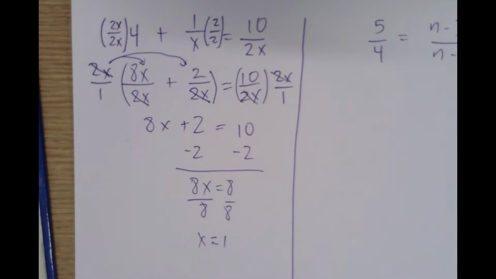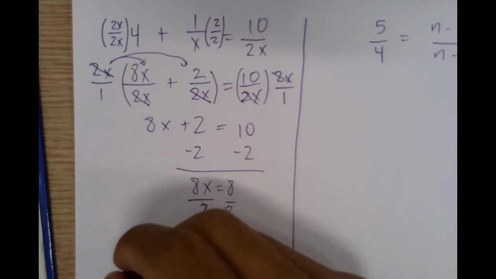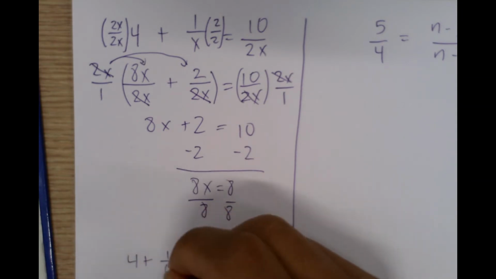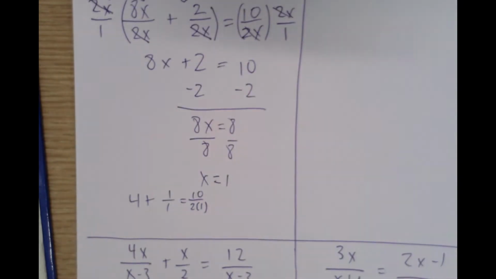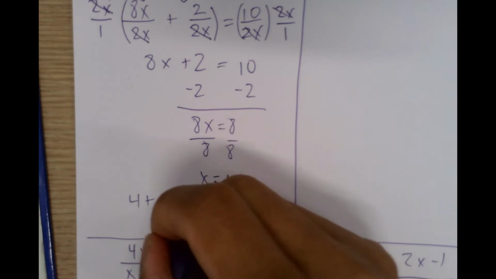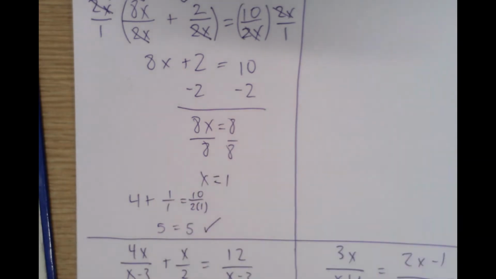If you just want to do one better, you could plug it in just to check, is my answer correct? And you would get 4 plus 1 over 1 is equal to 10 divided by 2 times 1. I know you can't see this right now. And that would just be 5 is equal to 5, and that works. So, yeah. That's great.